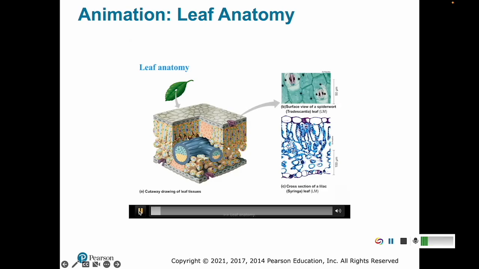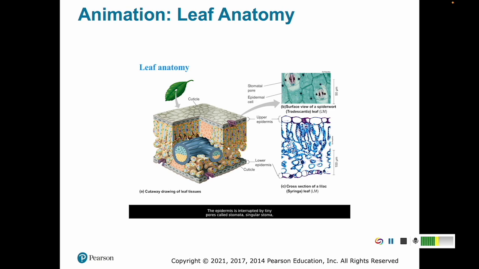Leaf anatomy. Let's study a typical leaf. The leaf is protected by the upper epidermis and lower epidermis, which secrete a waxy coating called the cuticle. The epidermis is interrupted by tiny pores called stomata, singular stoma, which are flanked by guard cells. The ground tissue system of a leaf, called mesophyll, is sandwiched between the upper and lower epidermis. There are two types of mesophyll, palisade mesophyll and spongy mesophyll. The leaf's vascular tissue system is made up of a branching network of veins. Each vein is composed of xylem and phloem tissues.